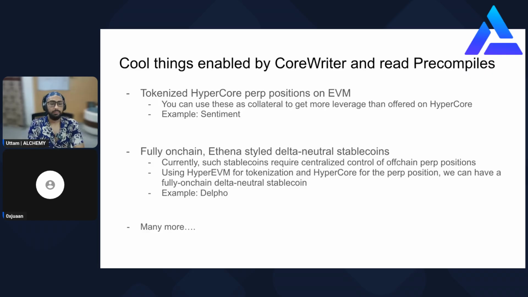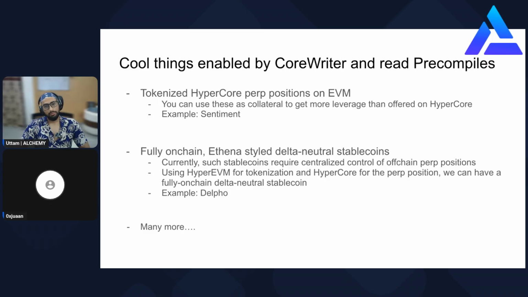So essentially, this enables Athena-styled stablecoins to be fully on-chain, which is an unlock only due to HyperEVM's ability to plug into HyperCore. An example of a protocol working on this is Delpho. And the point here is there are many different unique DeFi applications which are possible due to the CoreWriter and read precompiles, and HyperEVM being able to connect to HyperCore.